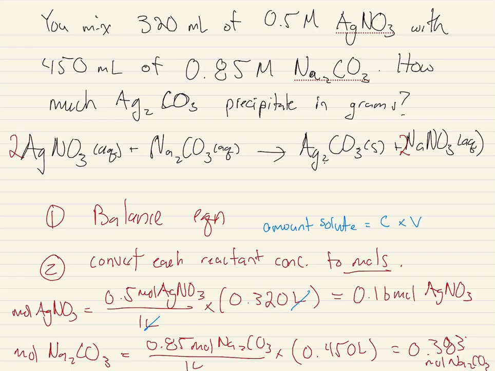All right, all we used is the solution concentration and the volume of that solution. For sodium carbonate, we have a 0.85 molar solution, which is the same thing as 0.85 moles per 1 liter, the amount of solute for a given volume of solution in liters, times the volume, which is 0.45 liters. We need it in liters, so units of liters cancel out, and we end up with 0.383 moles of sodium carbonate.